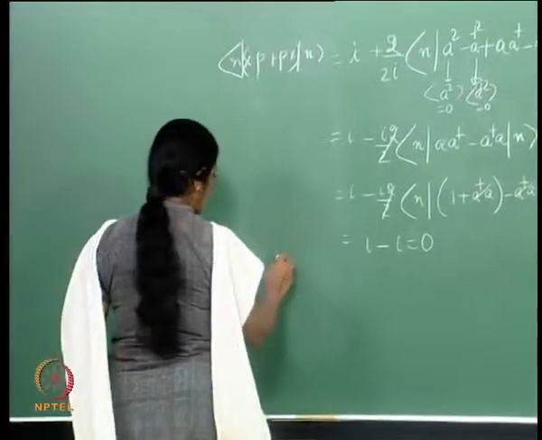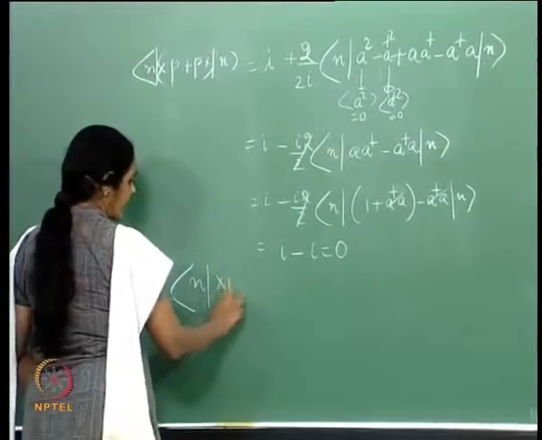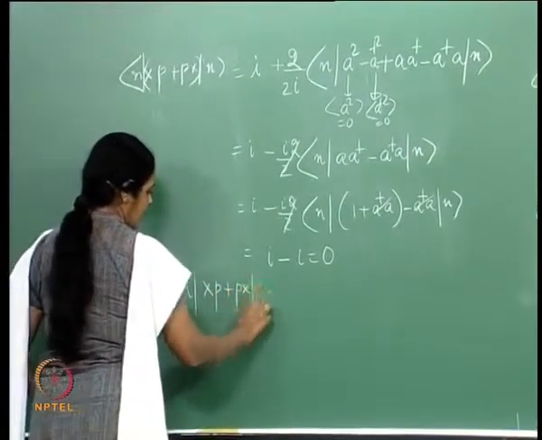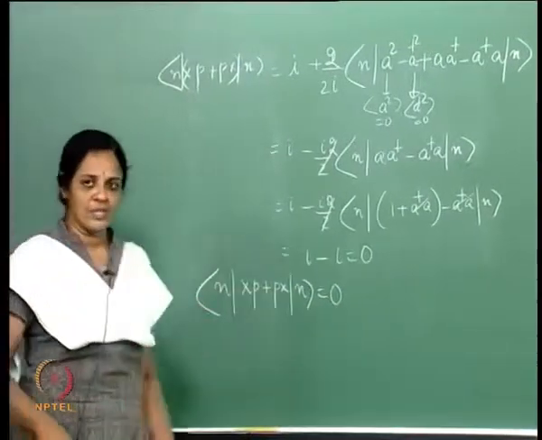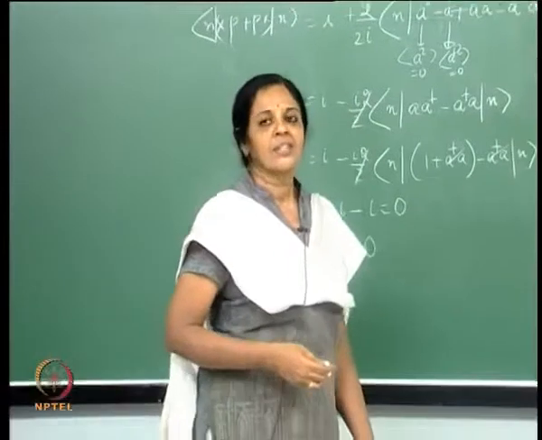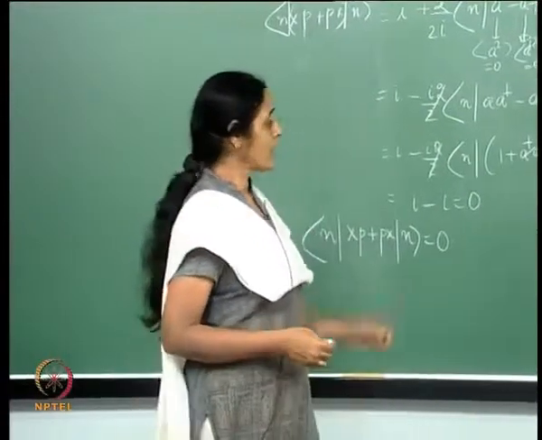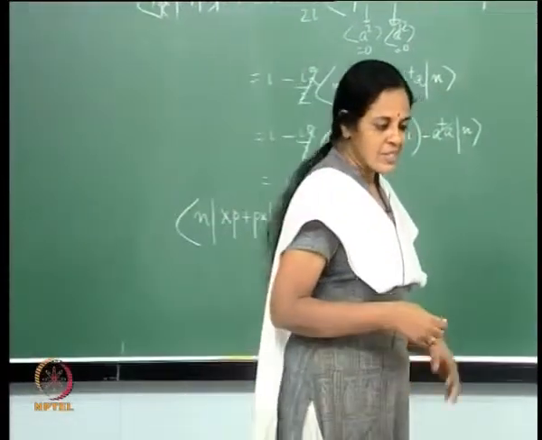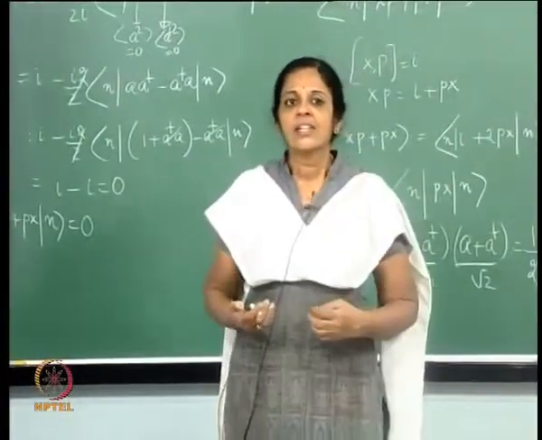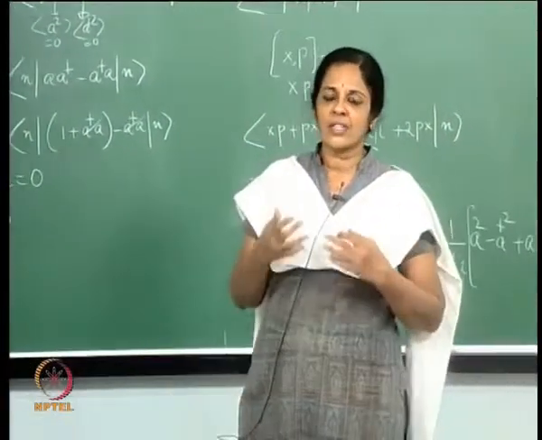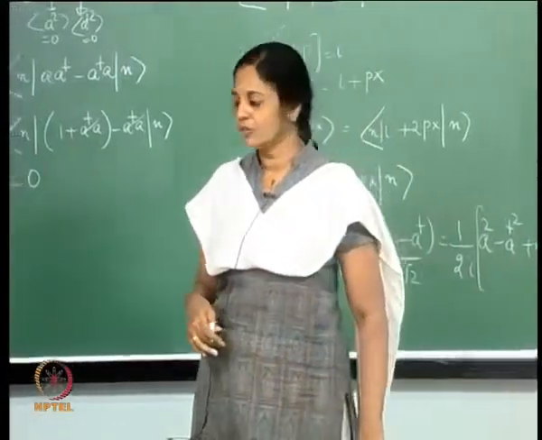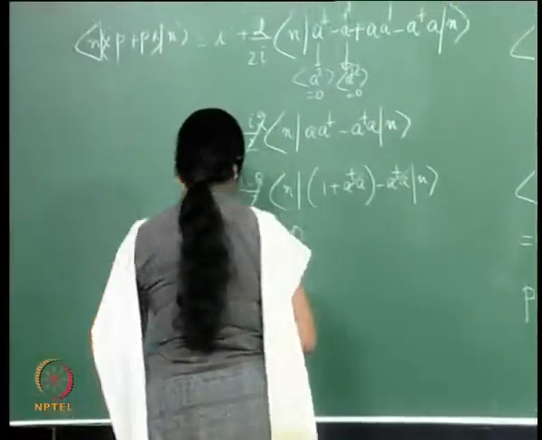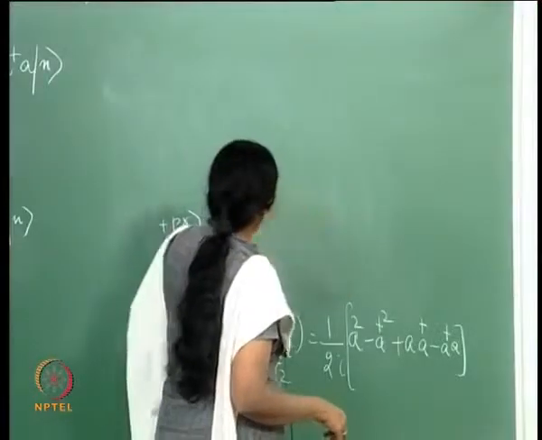So, you see the expectation value in any state n of the oscillator of the object xp plus px, that operator xp plus px is 0. So, what we have established in the first exercise is that expectation x, expectation p and expectation xp plus px all vanish in any state of the oscillator. I now move on to the next exercise.